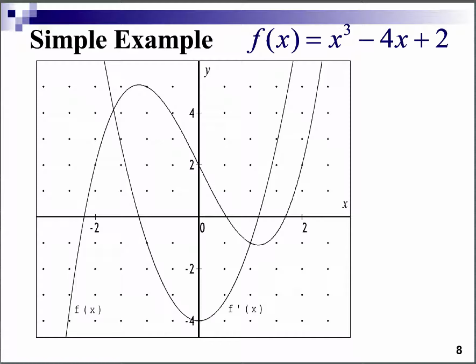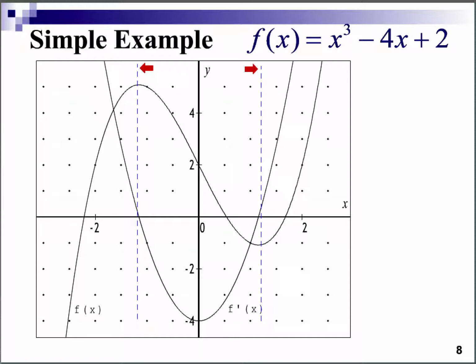Okay, so here are those two graphs together once again. Let's go ahead and make some marks on this graph to help us keep track of what's going on. What I'm going to do is mark where the original graph f of x has a peak or a maximum, that's right around -1, and where it has a minimum, right around +1.